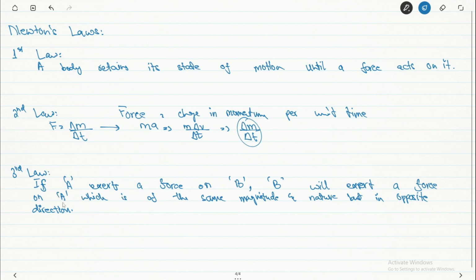Now, the third law suggests that if an object A exerts a force on object B, object B will exert a force on A which is of the same magnitude, right? Same magnitude. These are the keywords: same magnitude, same nature, but in the opposite direction, right?